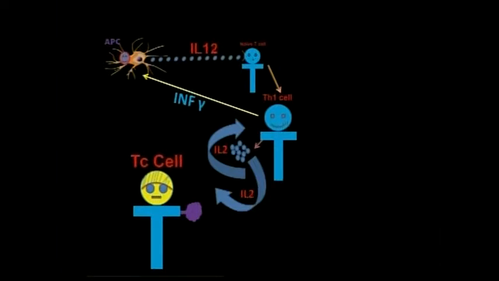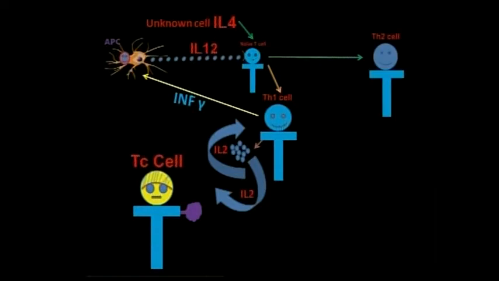So this is one kind of response from the pathogen. Another response from the same pathogen: an unknown cell, we do not know till now what the cell is, produces interleukin 4. By the action of this interleukin 4, that naive T helper cell will be converted into a Th2 cell, T helper 2 cell.